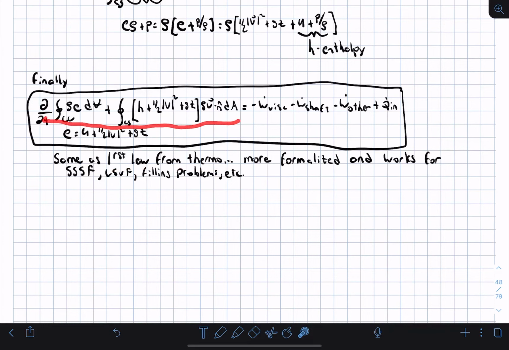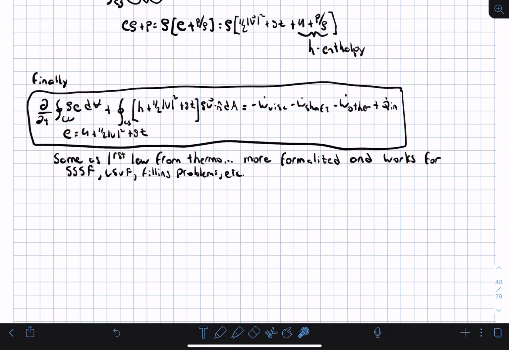Okay, so this version of the first law, you know how to deal with if there's a velocity profile, or you have a non-uniform flow, or you have a time-varying flow. This version works for all of the problems that you used for the first law in your thermal class. It works for steady state, steady flow. It works for uniform state, uniform flow. It works for filling problems. All you need to do is make the appropriate assumptions and basically cross out the terms, and then just do what the math says to do.